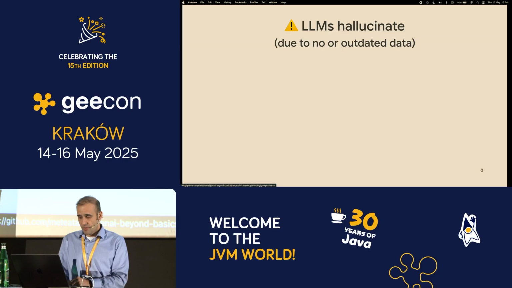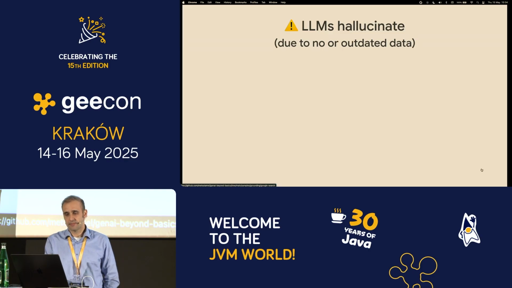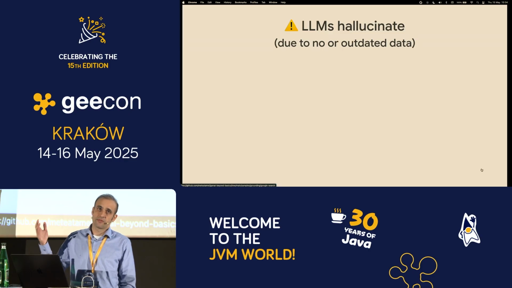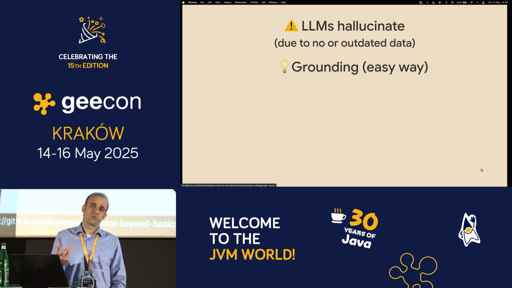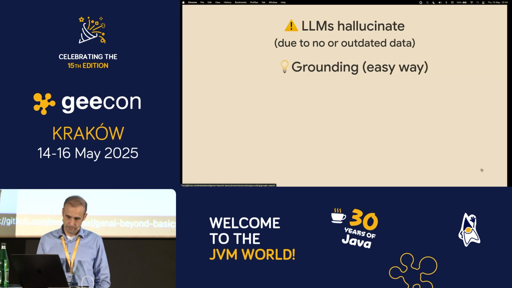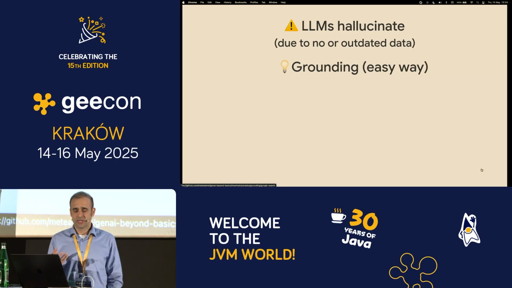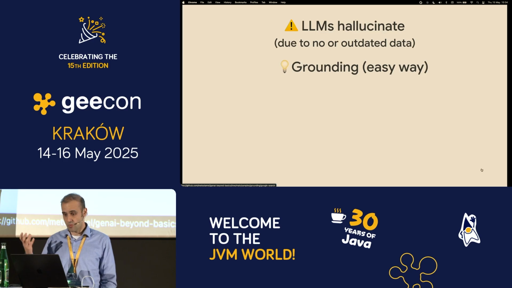Now, in terms of hallucinations, LLMs hallucinate when they don't have the data or it's outdated. What you can do is grounding. So you try to ground the responses of the LLM. And there's a couple of ways of doing this. I call it the easy way and the hard way. So if you can do the easy way, go ahead and use it. It's very easy. But then at some point, maybe it's not going to work for you. Then you have to switch to the hard way.